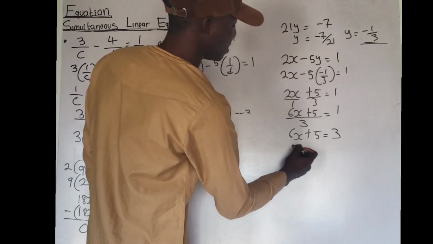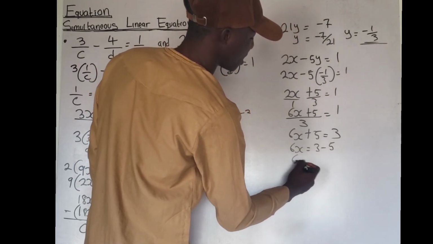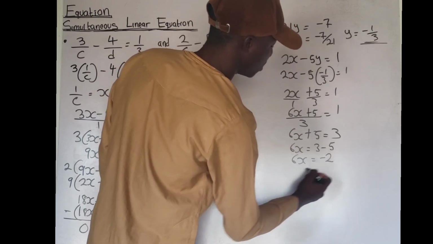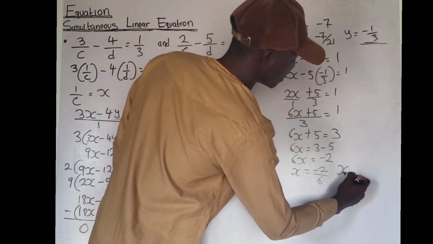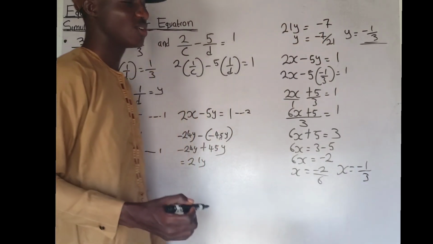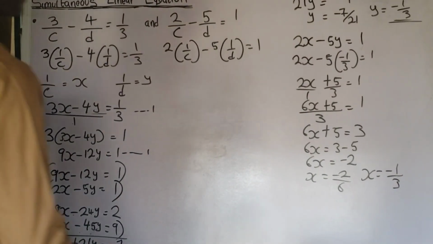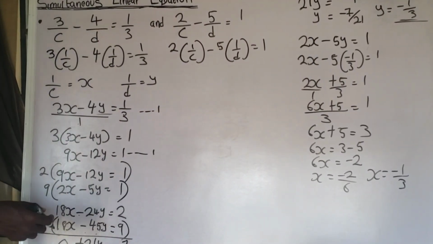You understand? 6x equals 3 minus 5. 6x equals negative 2. x equals negative 2 divided by 6. So x equals negative 1 over 3. Do you understand? So we got the value of x and y as negative 1 over 3 and negative 1 over 3 respectively.